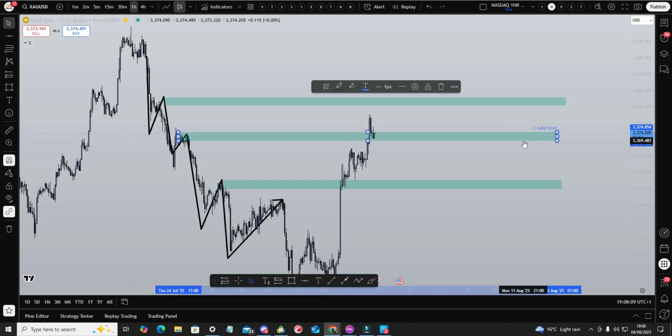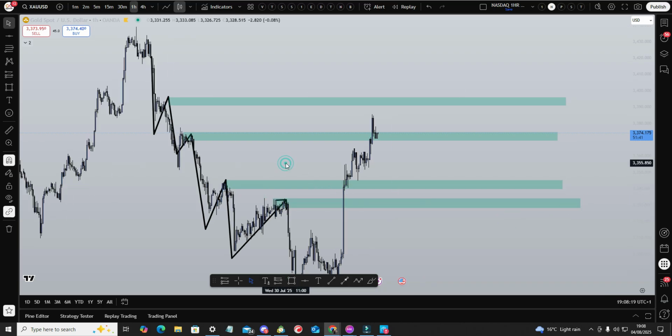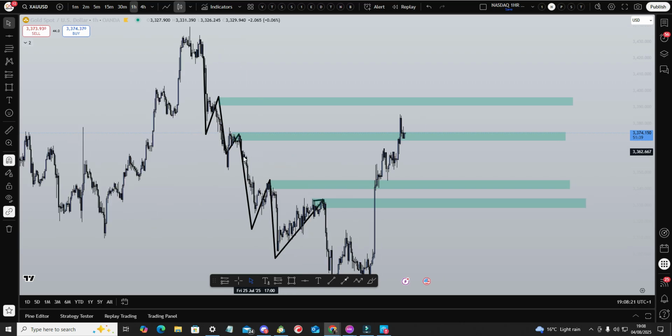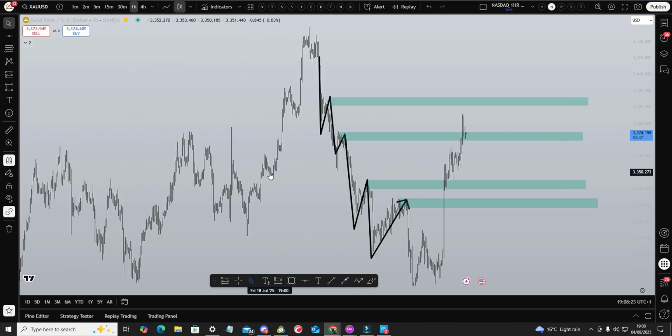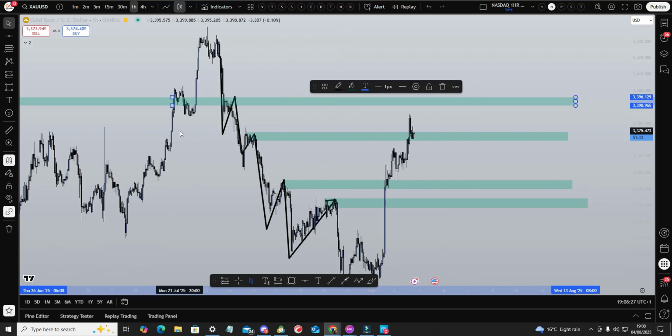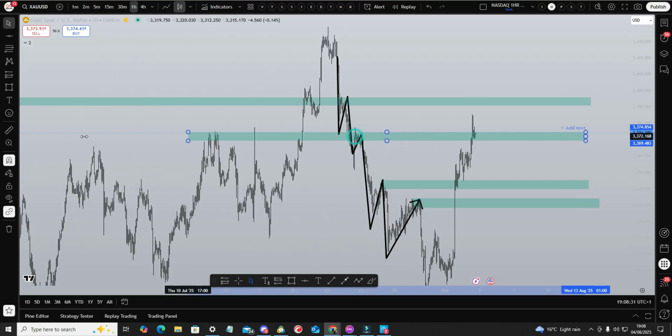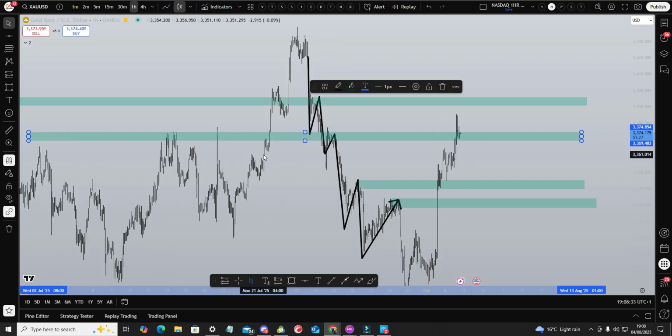So let's put one over here. So we put one over here, we need to put another one over here, like this. So once we've done that, now obviously if you zoom out, you'll notice the same zones you've drawn have an impact in the past as well. As you can see, if I grab this one especially, look at this, the rejections.